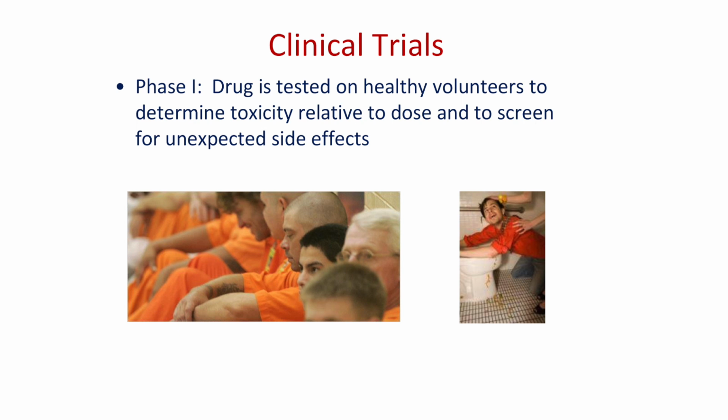Phase 1 is done on healthy volunteers to determine the toxicity relative to dose and to screen for unexpected side effects. A small number of healthy volunteers are taken to see whether the drug has any toxicity, and also how much time it takes for elimination from the body. That is, pharmacokinetics and pharmacodynamics are studied in healthy volunteers, and this in turn leads to determination of the dosage, and the dose interval will be determined in phase 1.